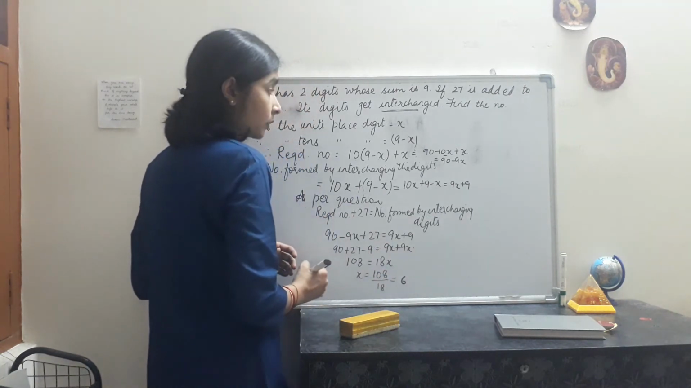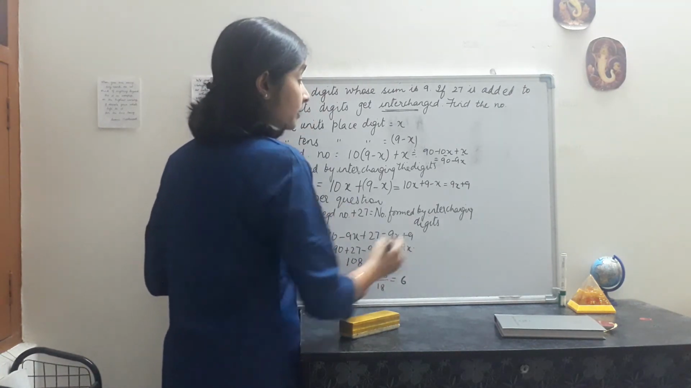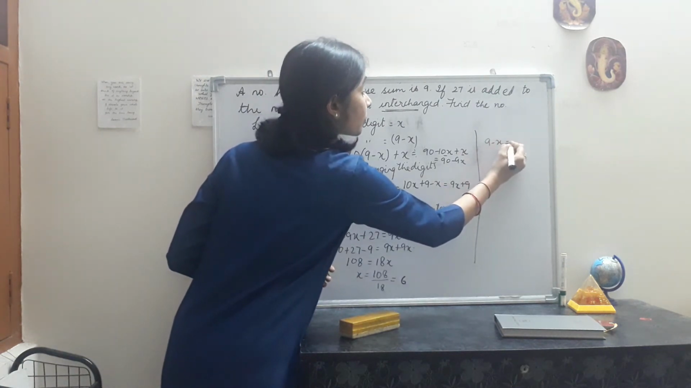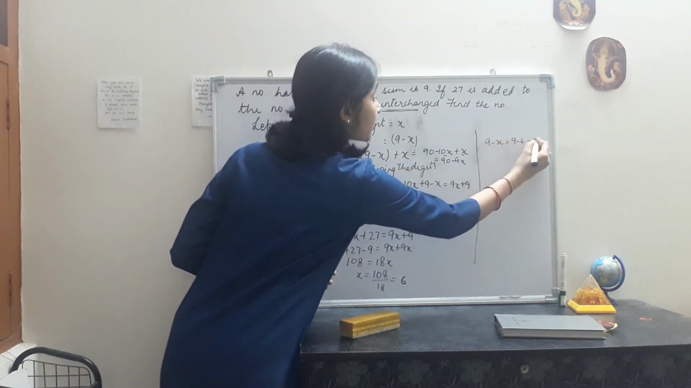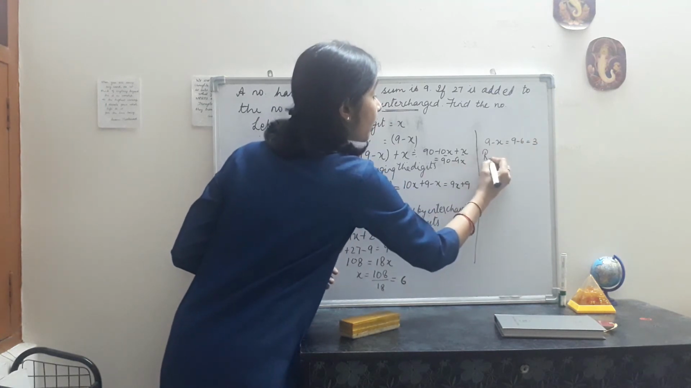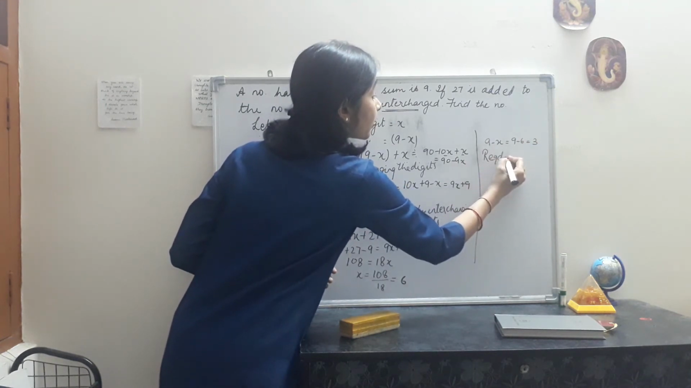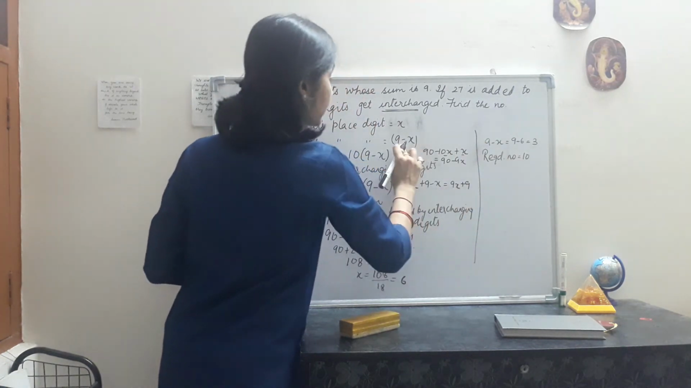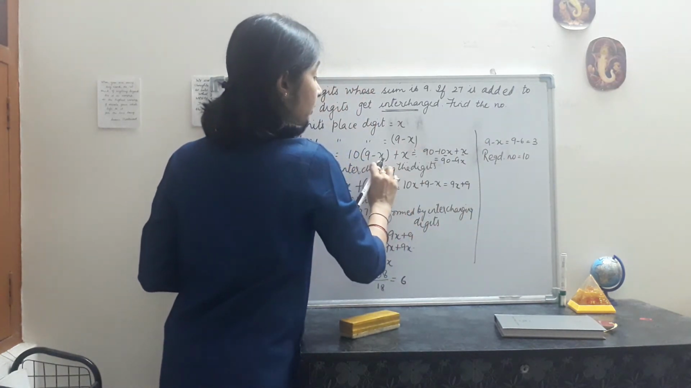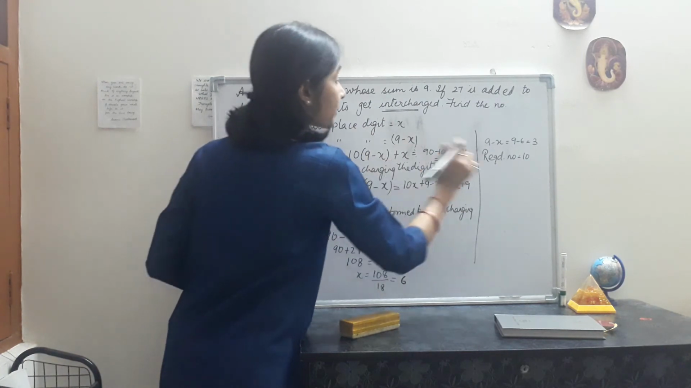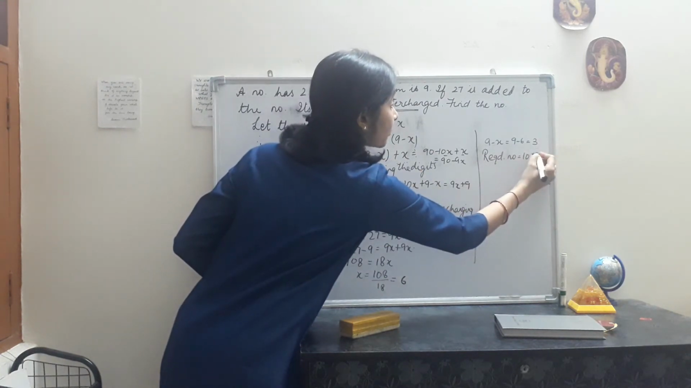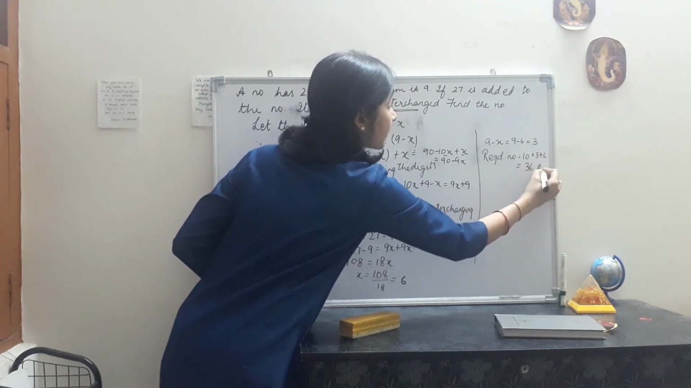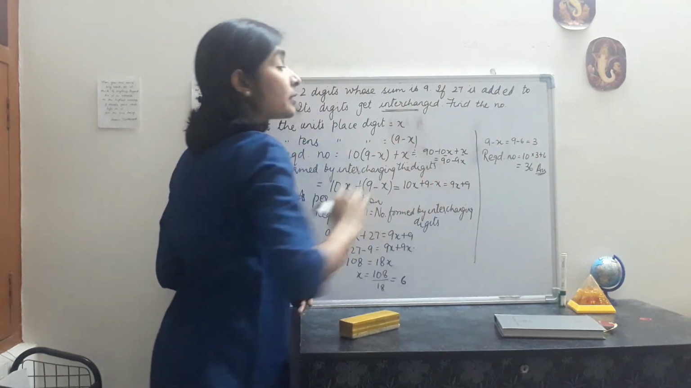So x is equal to 6. And what will be 9 minus x? 9 minus x is equal to 9 minus 6, that is equal to 3. So required number, how do we form the required number? Required number is equal to 10 into 9 minus x. It was written here. So 10 into 9 minus x plus x, so 10 into 3 plus 6, that will give us 36. So that is our answer. The required number is 36.